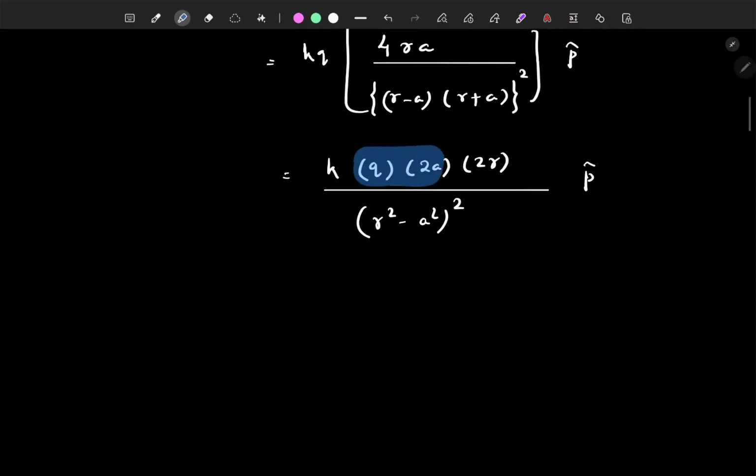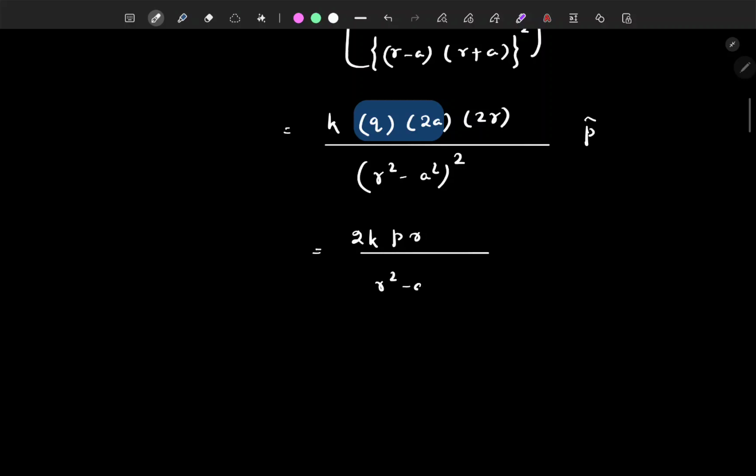Again this Q into 2A is your dipole moment. So 2kPR divided by R square minus A square whole square into p cap. This is our E axial vector.